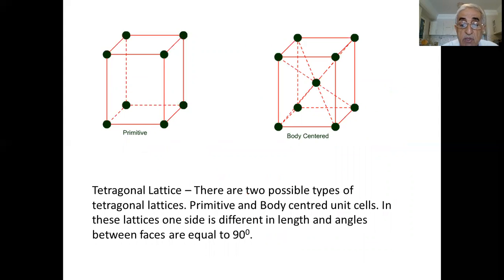Tetragonal lattice, there are 2 possible types of tetragonal lattice, primitive and body-centered unit cell. In these lattices, one side is different in length and the angles between faces are equal to 90 degrees, as shown here, this is primitive and body-centered.